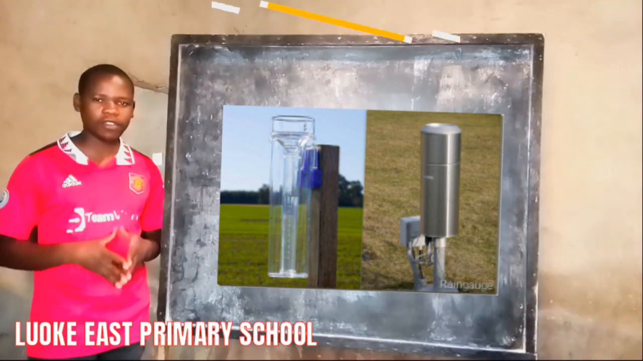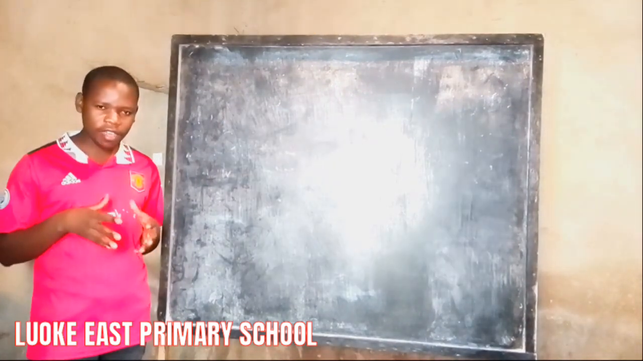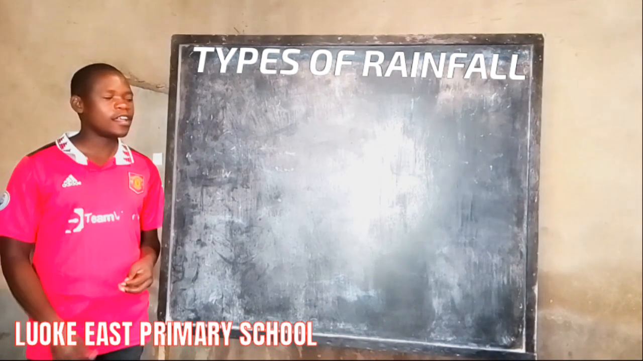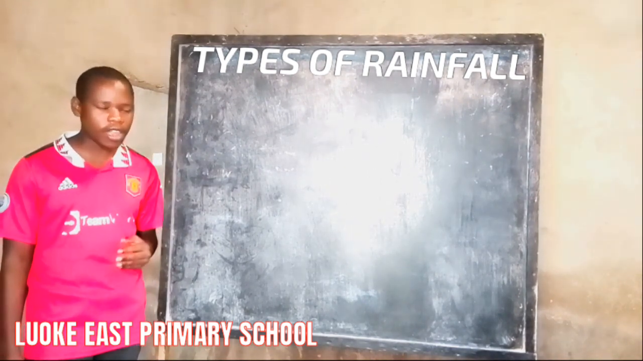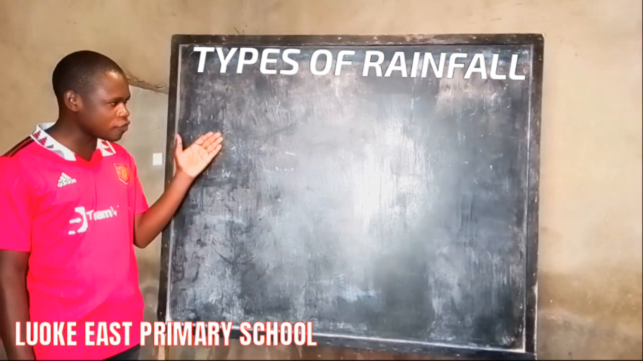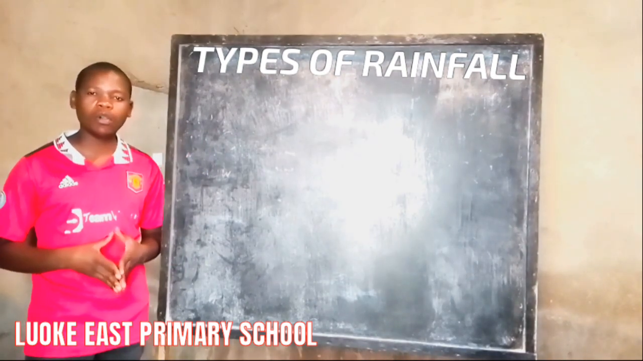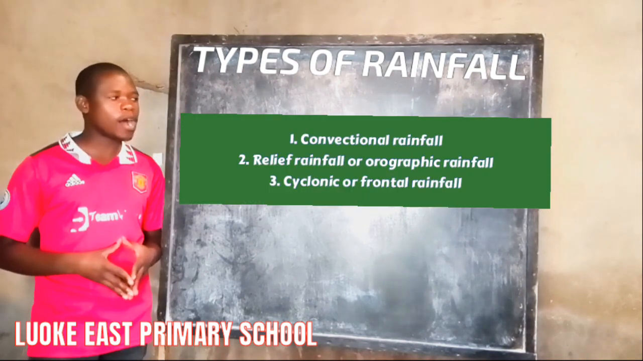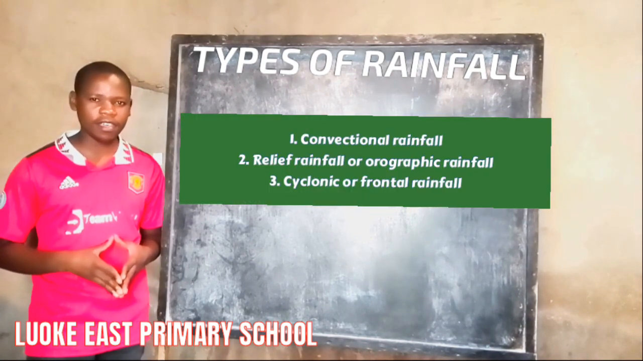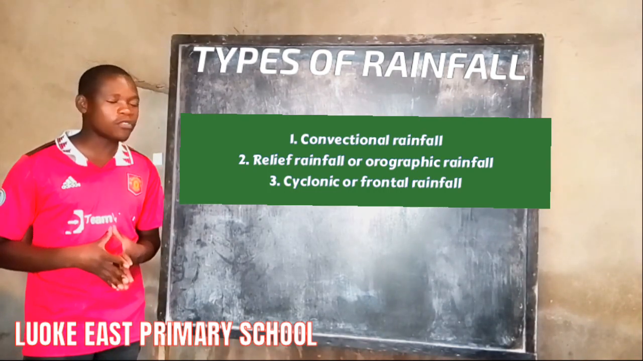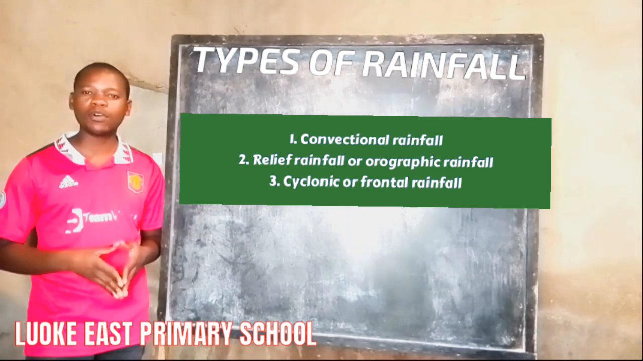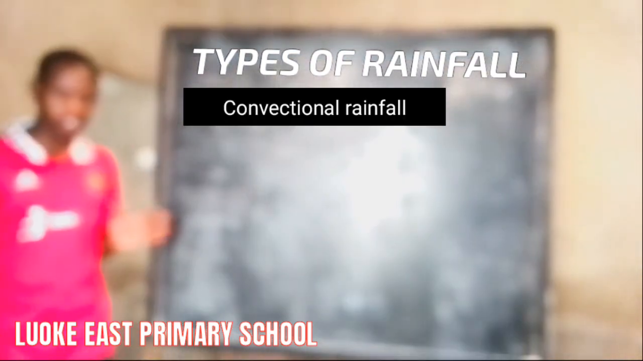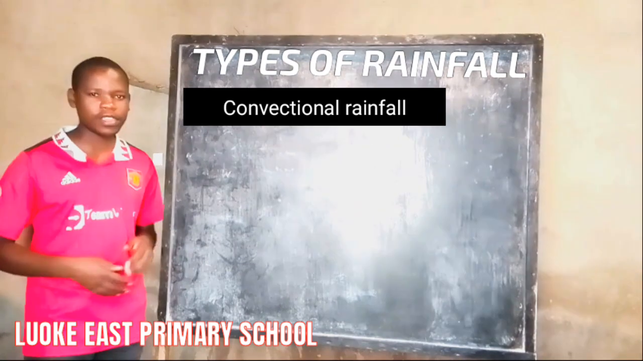So let me go back to the first part. The other vital thing, learners, that you must know is that there are 3 types of rainfall. The first type of rainfall is called convection rainfall. The second type of rainfall is called convergence rainfall. The last type of rainfall is called relief rainfall. I'll explain these 3 types of rainfall in this video.